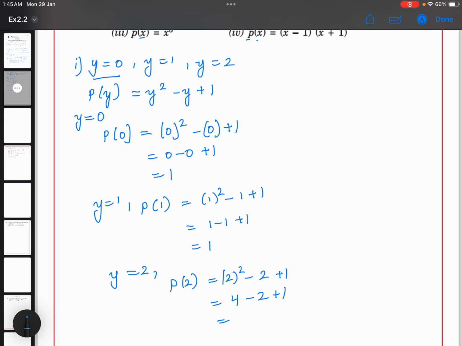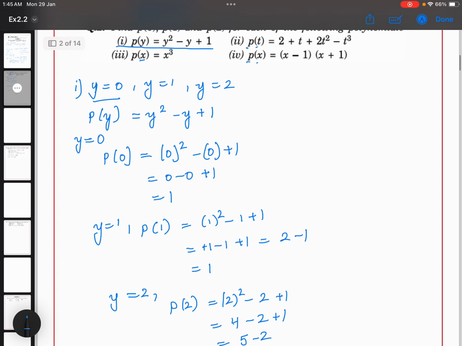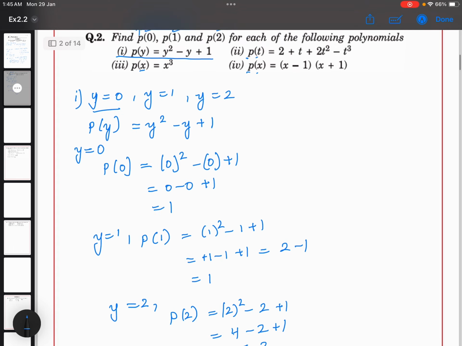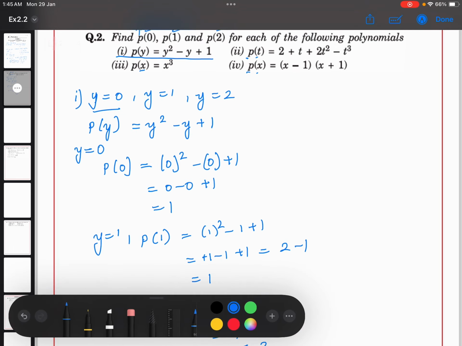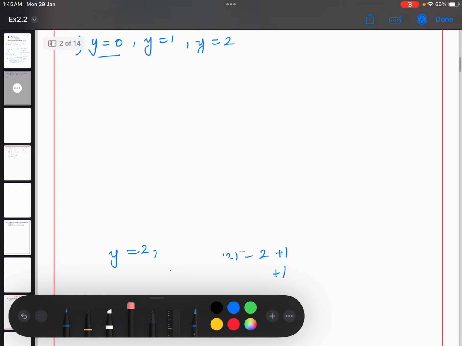So this should be 4 minus 2 plus 1. Again, if you can avoid these steps, you should try avoiding. Even for this, plus 1 is 2 minus 1, and that's how I got 1. Here this is plus 4 plus 1, so 5 minus 2 equal to 3. Now quickly moving on, we shall go with the next question. I'll quickly rub this, and then we'll quickly move on again.